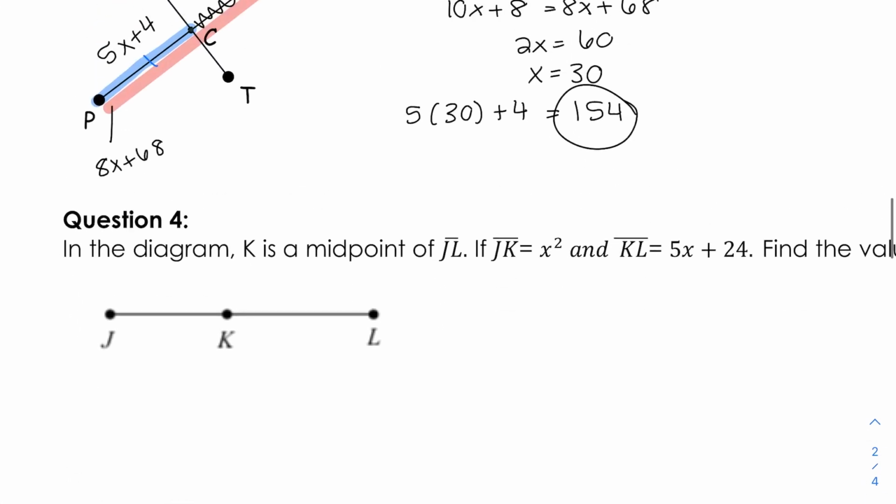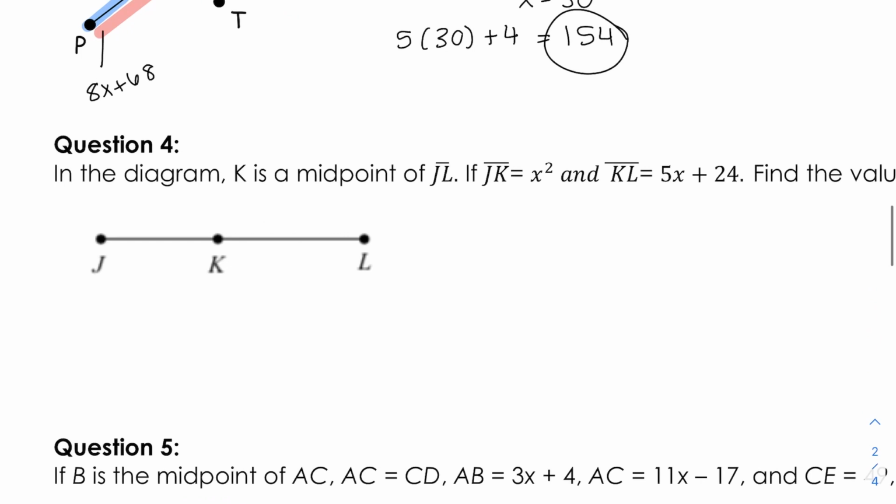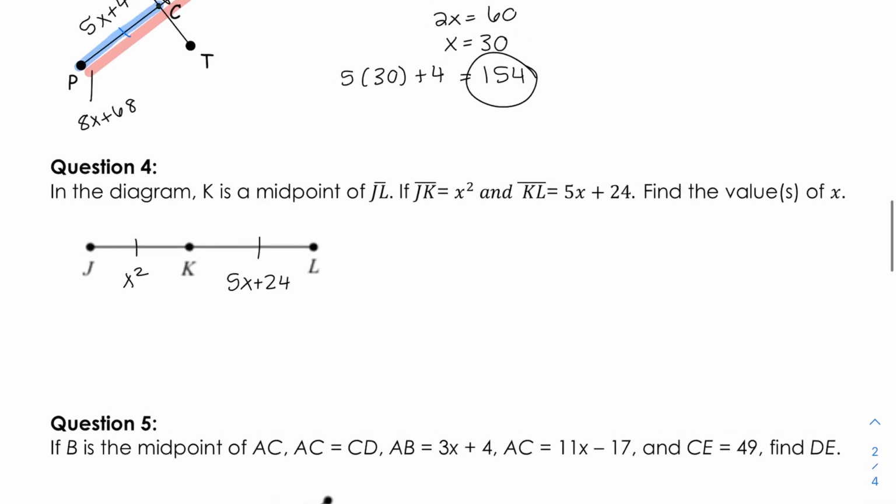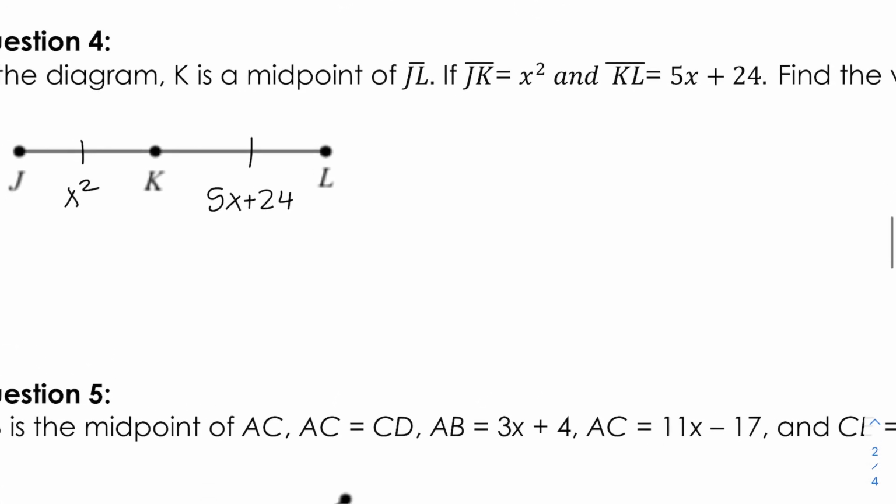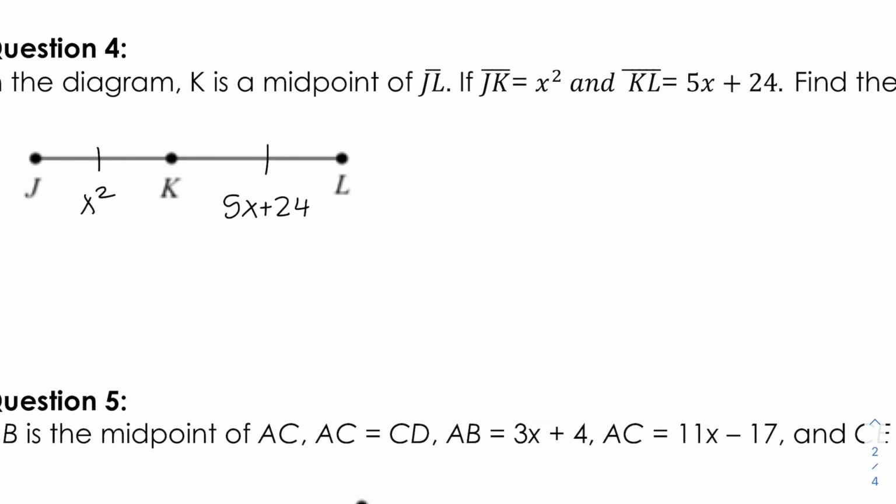All right, question 4. In the diagram, K is a midpoint of JL. So I know from J to K is equal to K to L. JK is x squared, and KL is 5x plus 24. I want to find the values of x. Since K is a midpoint, they're equal.